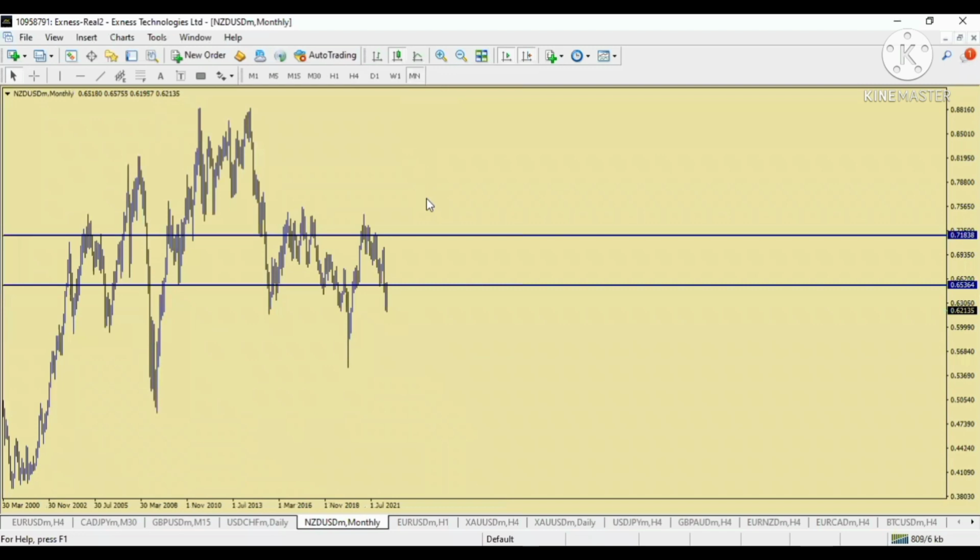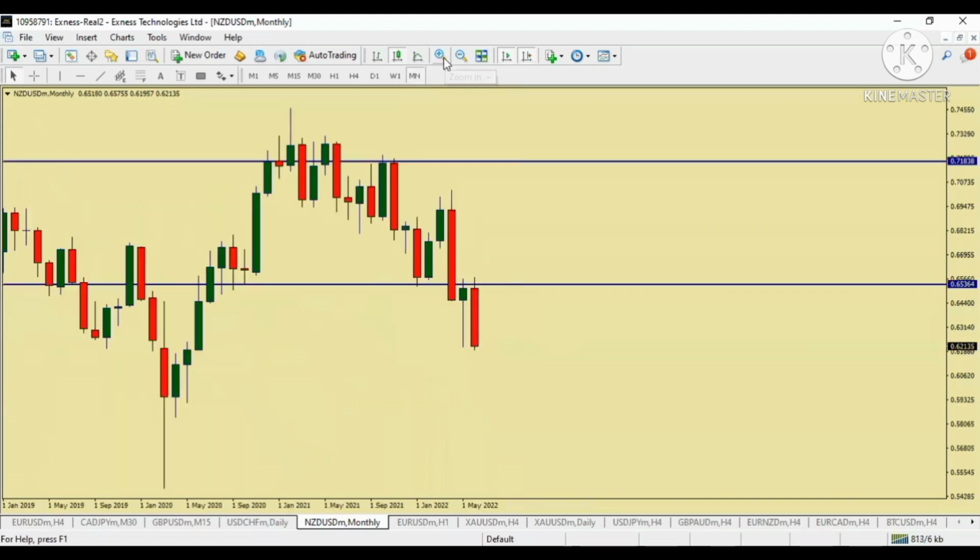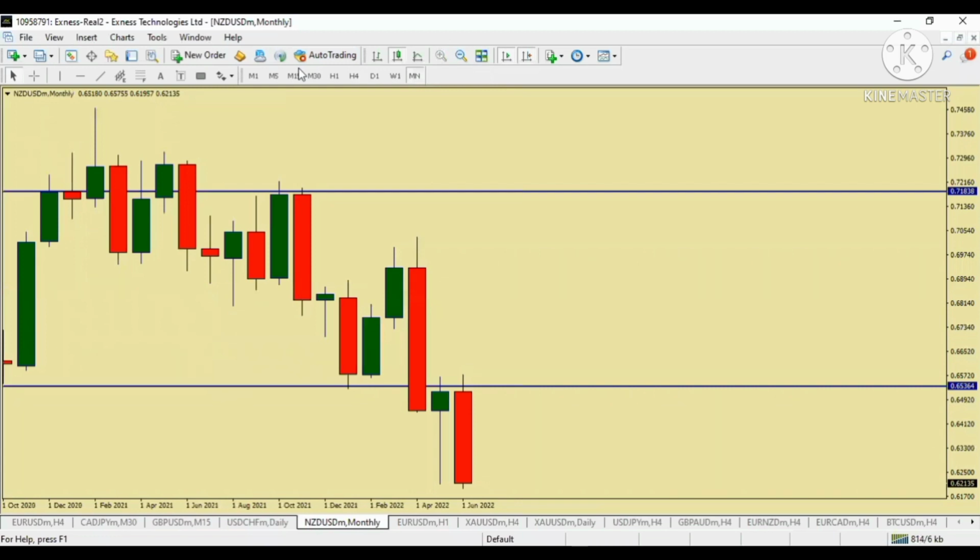If you go to the monthly chart, look at the last month's candle. I told you candles are very important because they speak a lot in the market. Look at this candle here, then this candle. Let me first begin from here. We have a bullish candle, then this bearish candle engulfs all these bullish candles. What does it signal? It signals that we have been having a strong bearish momentum.